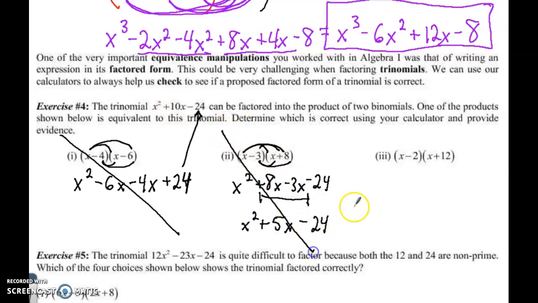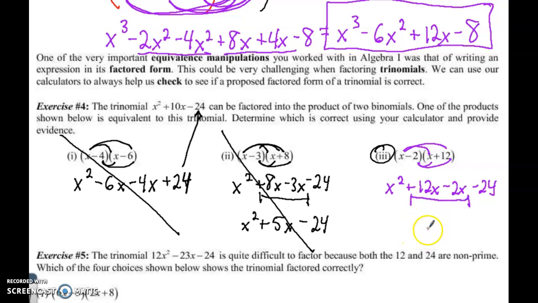So let me slash that one. So this one must be. That's a process of elimination. But I change colors just to show you. It's probably what you did in Algebra 1: x squared plus 12x, and then minus 2x, minus 24. And then when you combine like terms, this is looking good. 12 minus 2 is 10x.